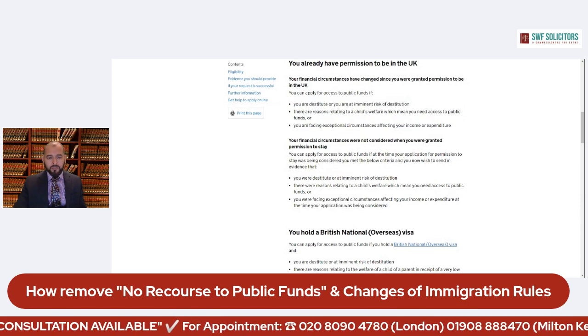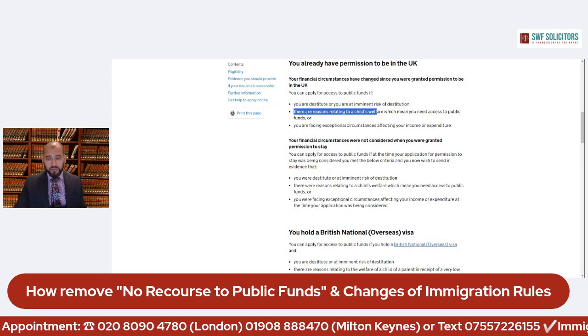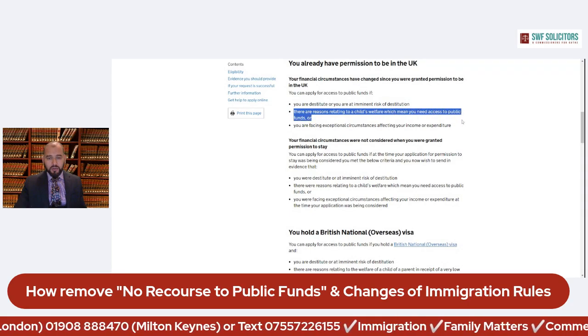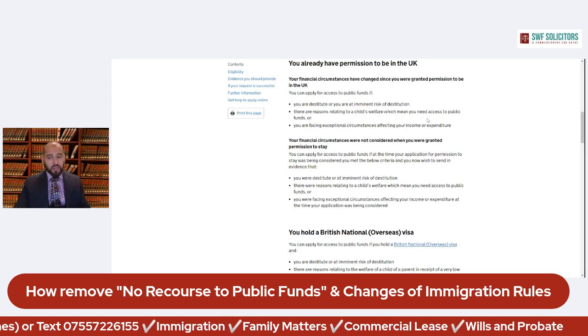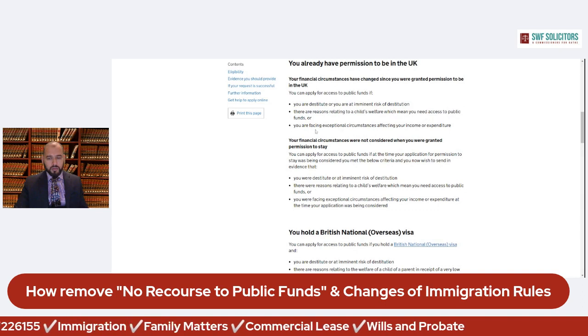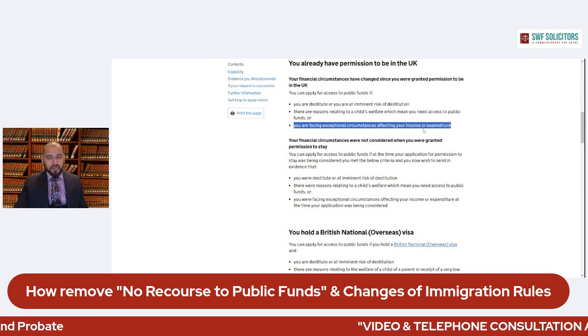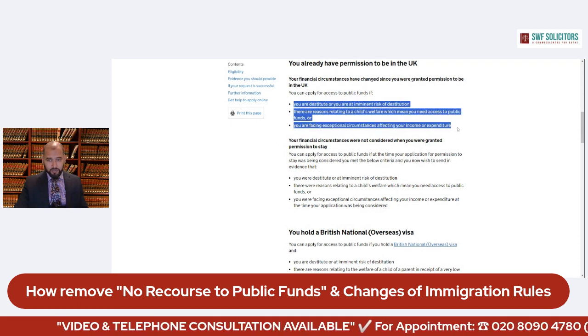Secondly, if there are reasons relating to child welfare, for example, if you have a child and you need access to public funds because of the best interest of the child or child welfare, you can also apply to remove the restriction. Or if you are facing an exceptional circumstance affecting your income or expenditure, you can also apply for recourse to public funds.